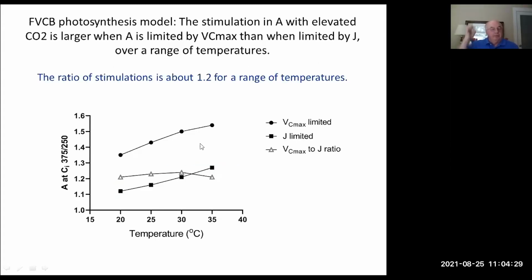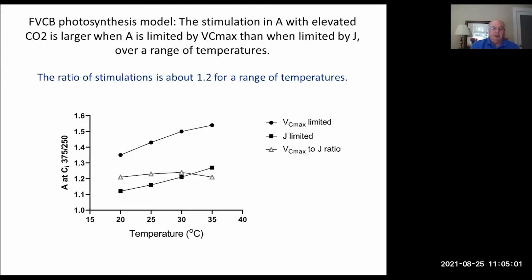The Farquhar, von Caemmerer, and Berry photosynthesis model, which is the only game in town for the last 30 years. That model predicts that the stimulation in assimilation rate with elevated CO2 is larger when assimilation rate is limited by Vcmax, Rubisco carboxylation capacity, than when limited by J, which is electron transport. And that's true over a whole range of temperatures.